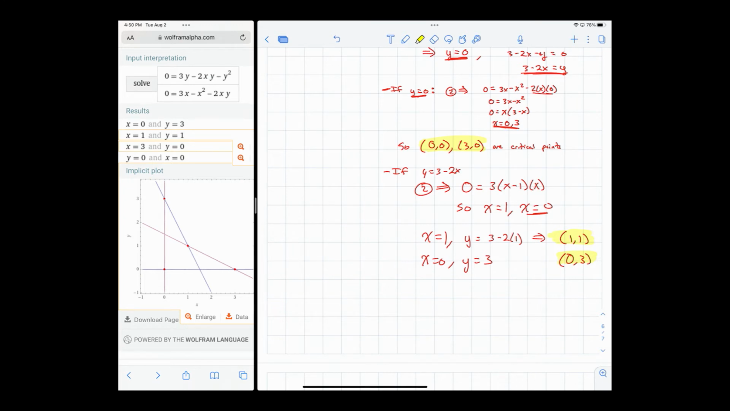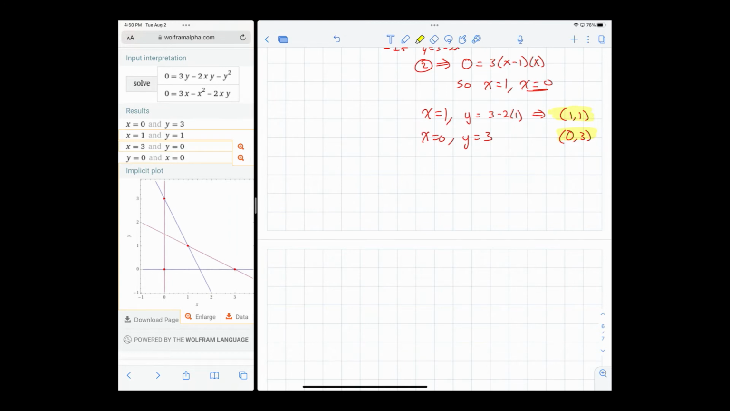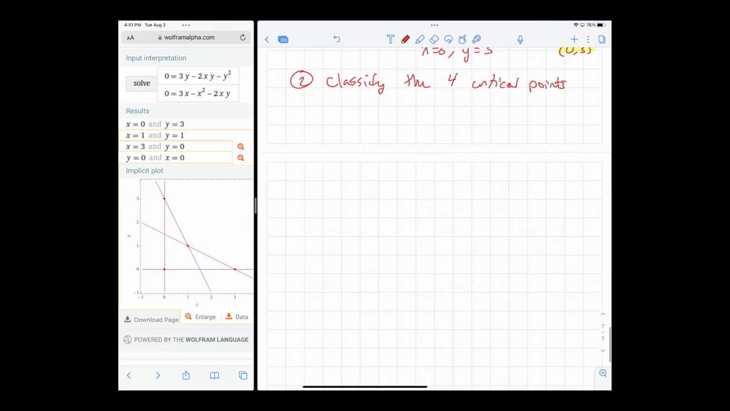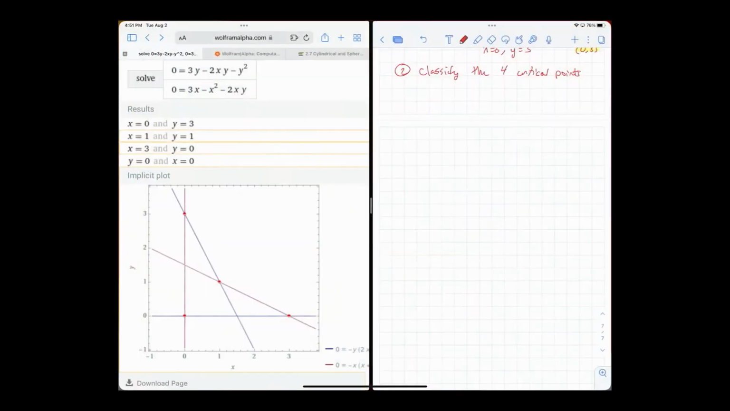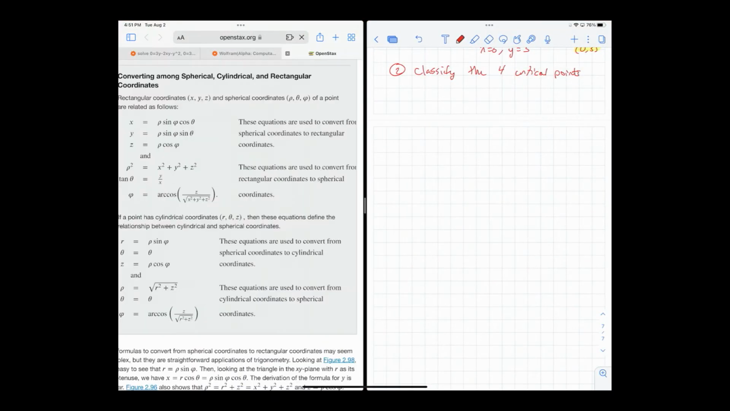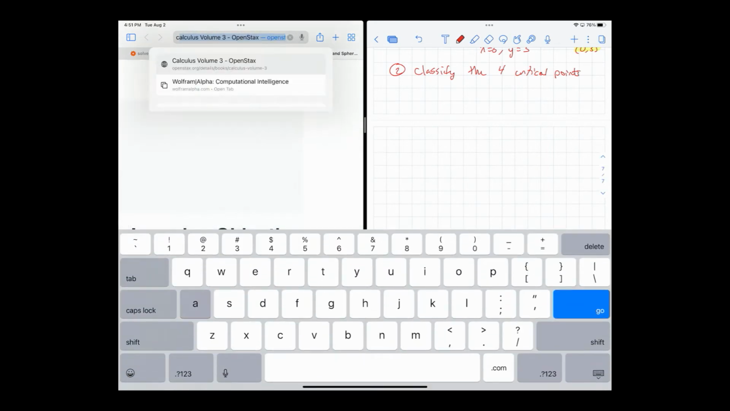So, do you want to? I don't know. So then what you got to do is start classifying them, right? So now classify, in this case, the four critical points. How do we classify them? Well, you got to evaluate this discriminant thing they call capital D in our homework, which let's find it.